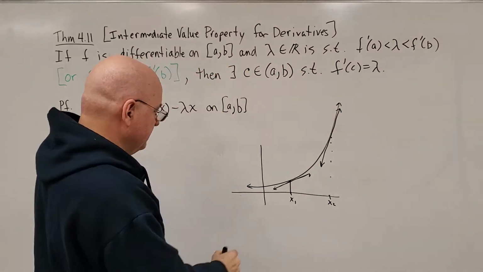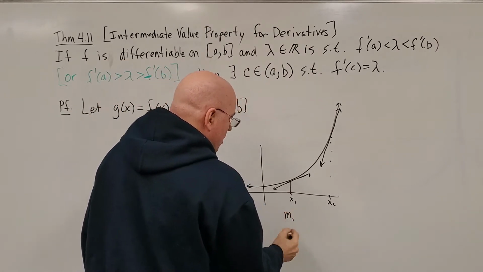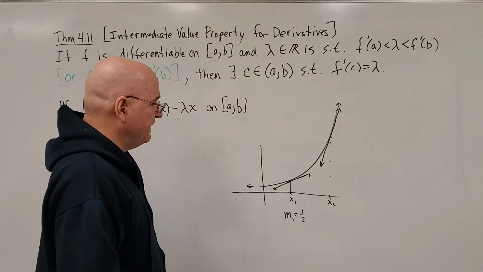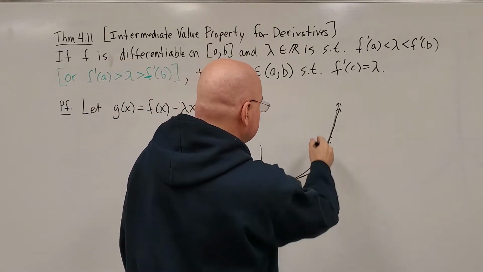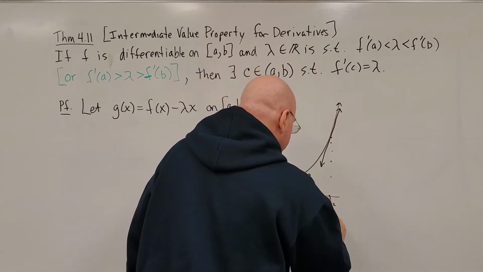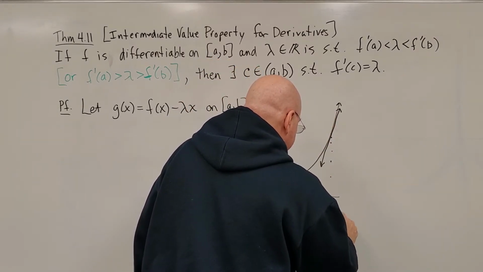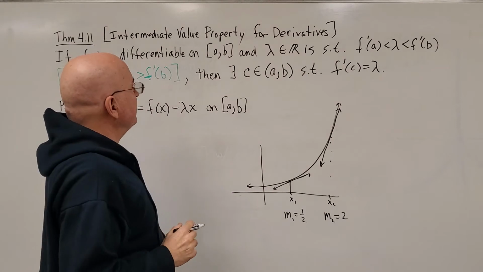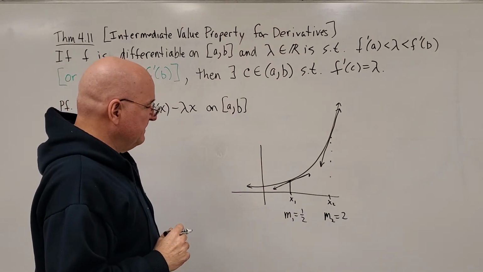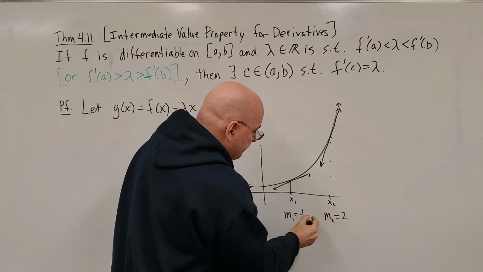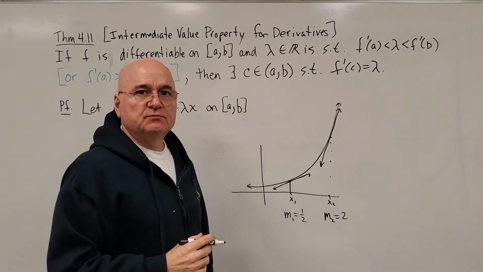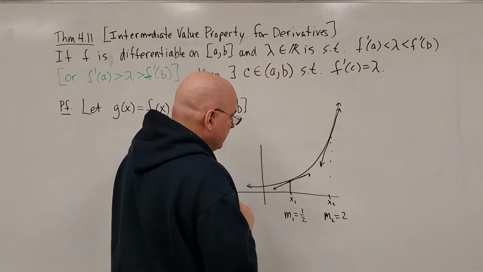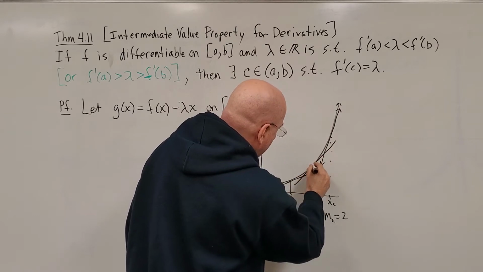So if I had to guess, I would say that the slope of that line, I'll call it m1 for the slope, is up 1 over 2, is maybe 1/2. And the slope of the tangent line at x2, that looks more like up 2 over 1. So I'll say that is m2, and it's 2 over 1, or just 2. What the intermediate value property for derivatives says is that for every number in between 1/2 and 2, say for example 1, there is a point somewhere between x1 and x2 that has a slope of 1.